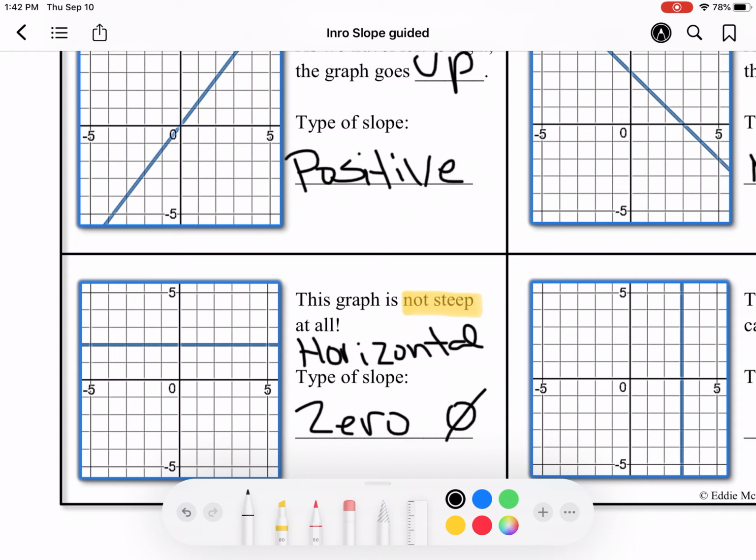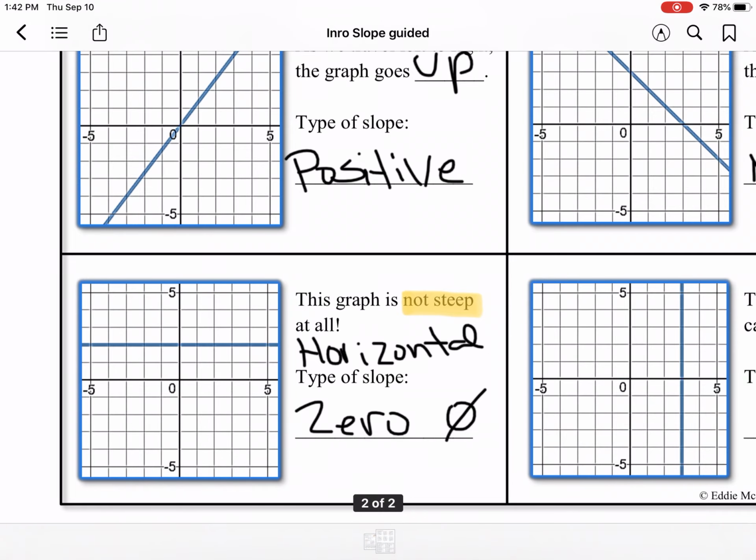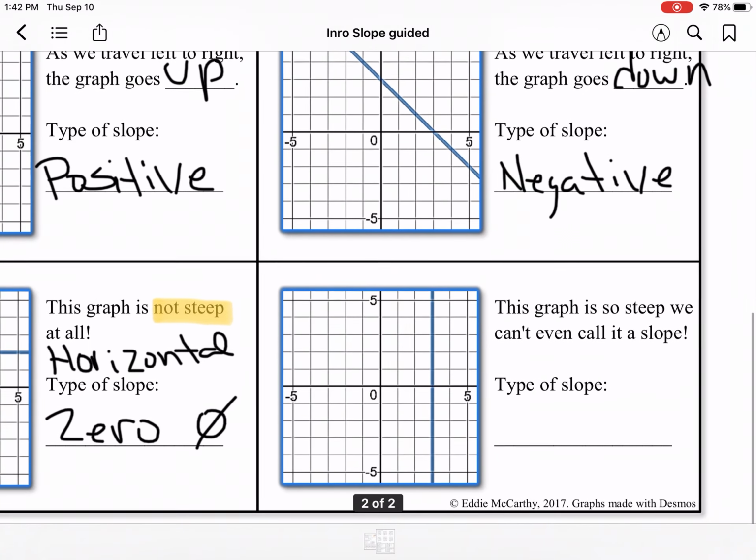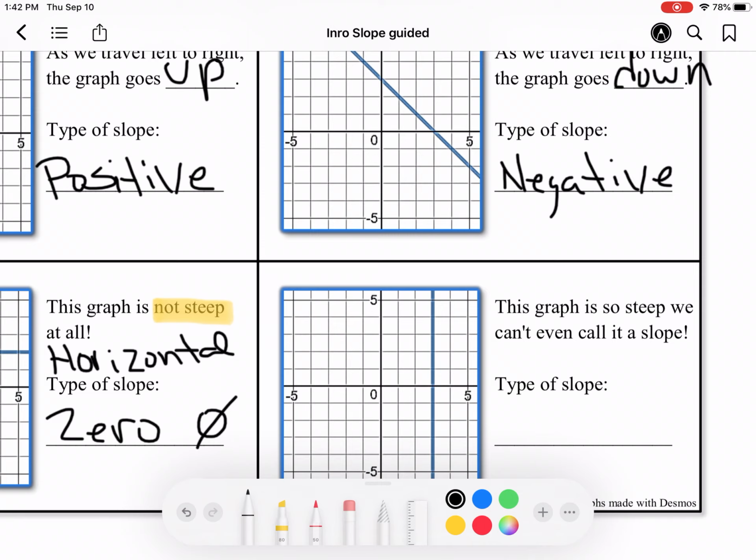Okay? And if our slope is so steep that we'll just fall off the edge, or the line is vertical, the slope is said to be undefined. And we will learn more about that as we go.